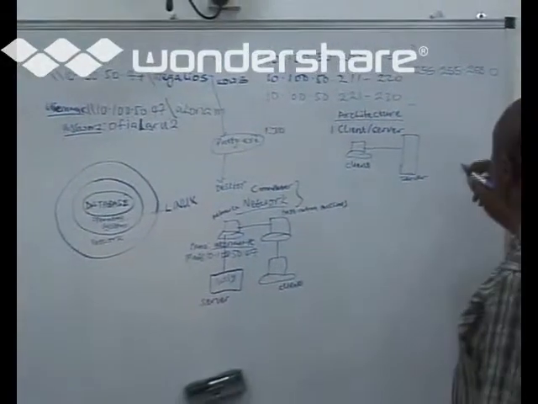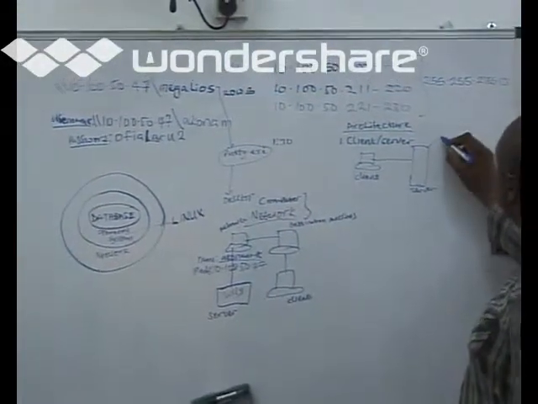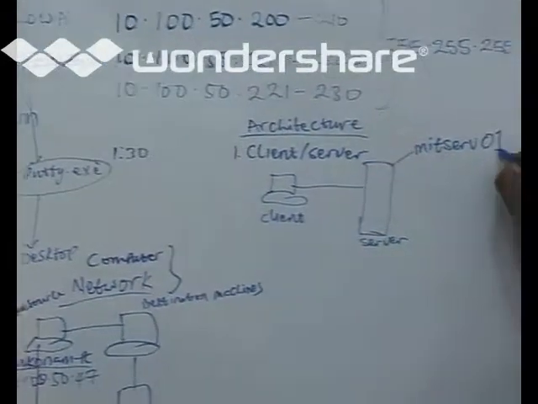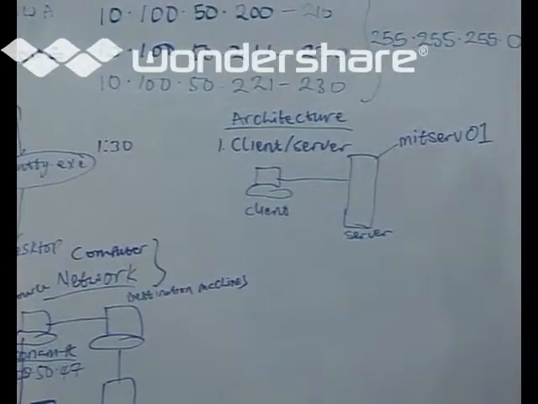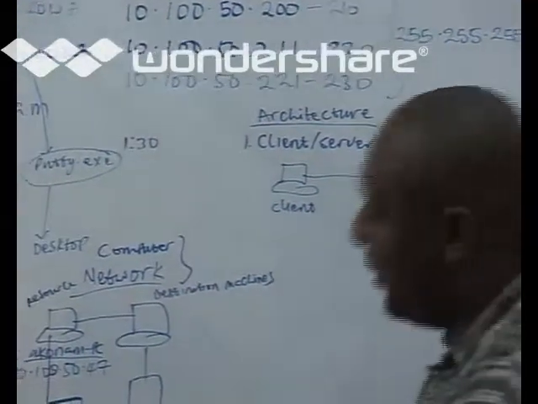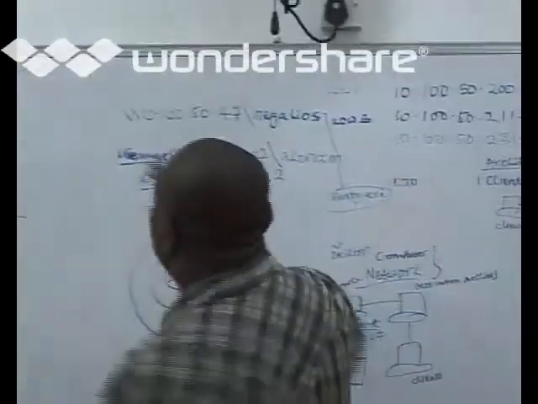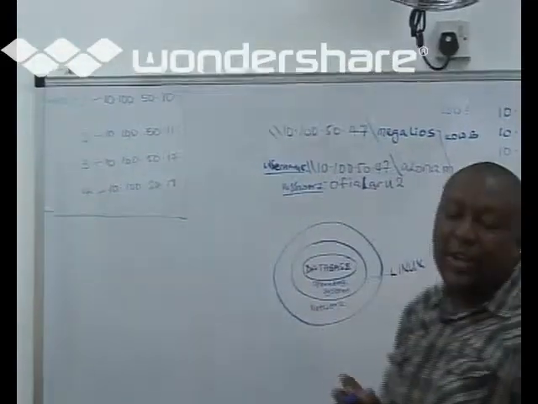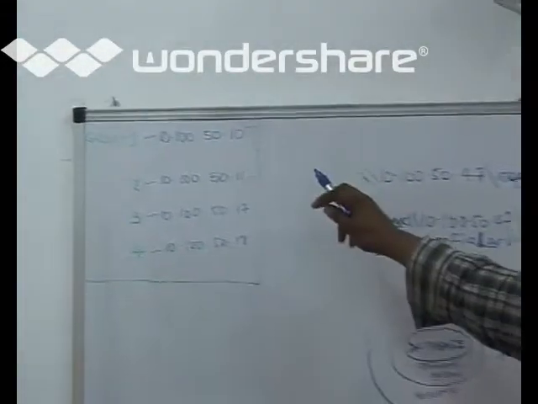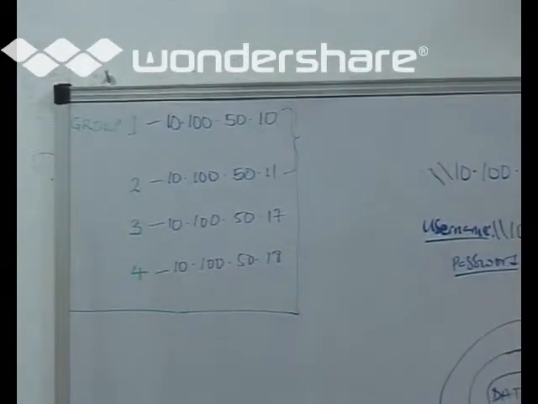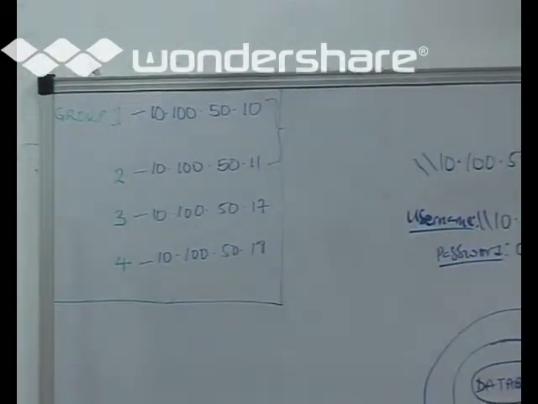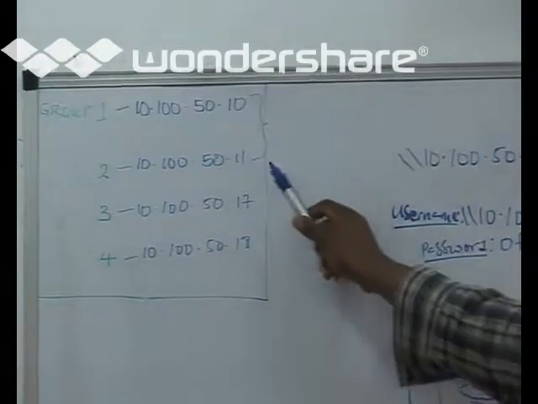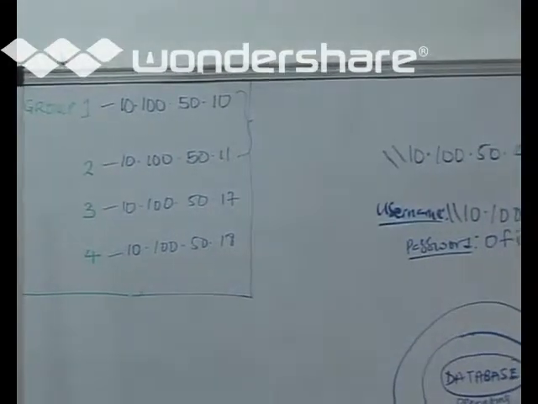Now, we have about 4 servers. We have a server called MIT Serv 01. It has 2 IP addresses, 10 and 11. Everyone in group 1 will connect to 10.100.50.10. You're not connecting yet, but if you're in group 1, just note your IP. If you're in group 2, you'll be connecting to 11. But the machine is MIT Serv 01.